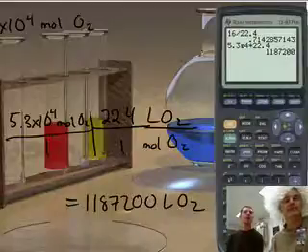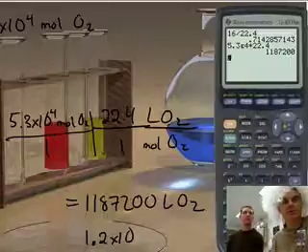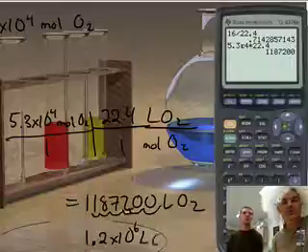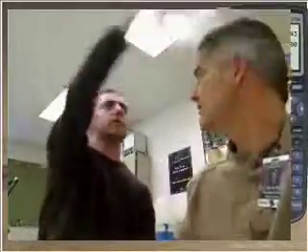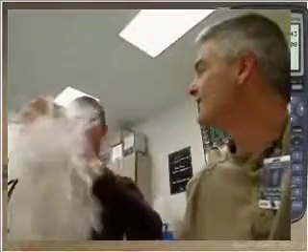1,187,200. Is that how I should write it? I'd say probably 1.2 times 10 to the 6th. We're going to move the decimal over, 1, 2, 3, 4, 5, 6 times 10 to the 6th liters of O2. That's how you would write it appropriately with the appropriate number of significant figures.